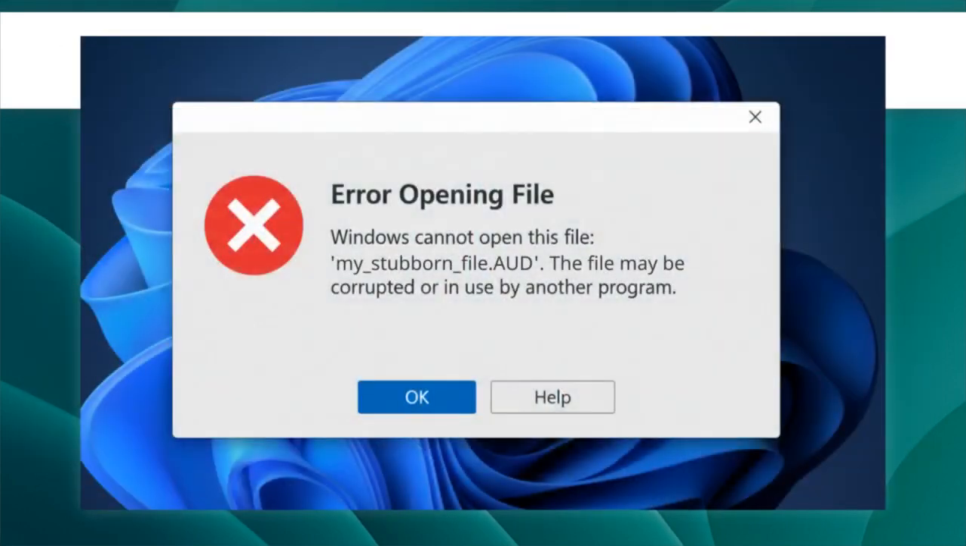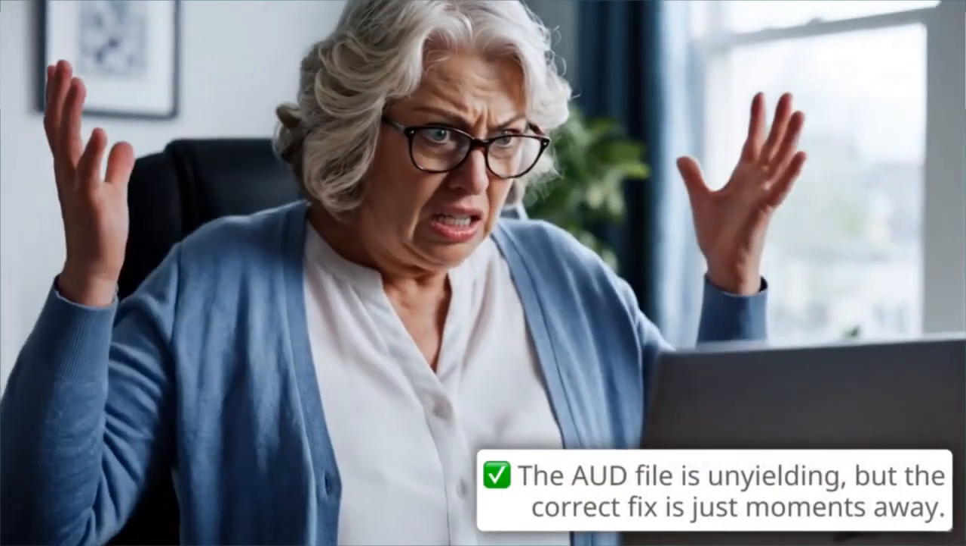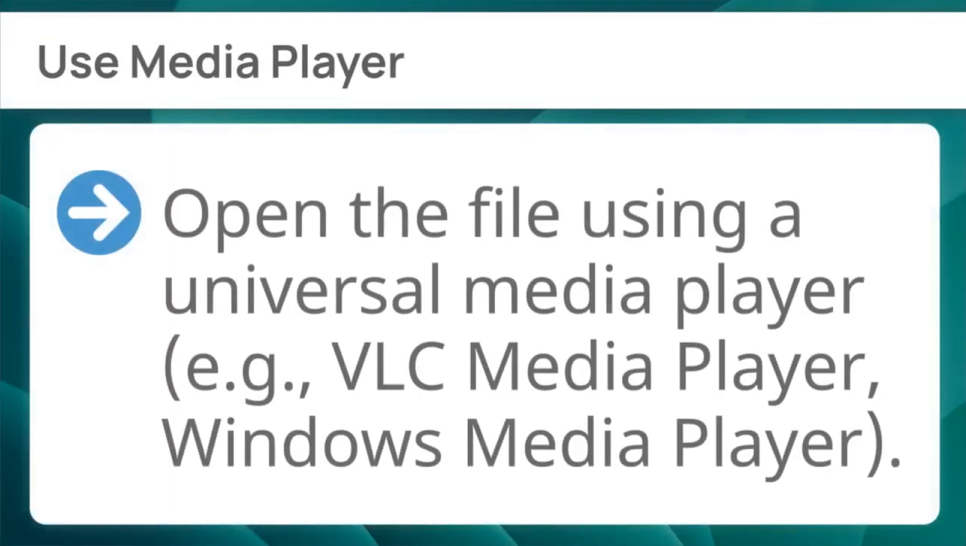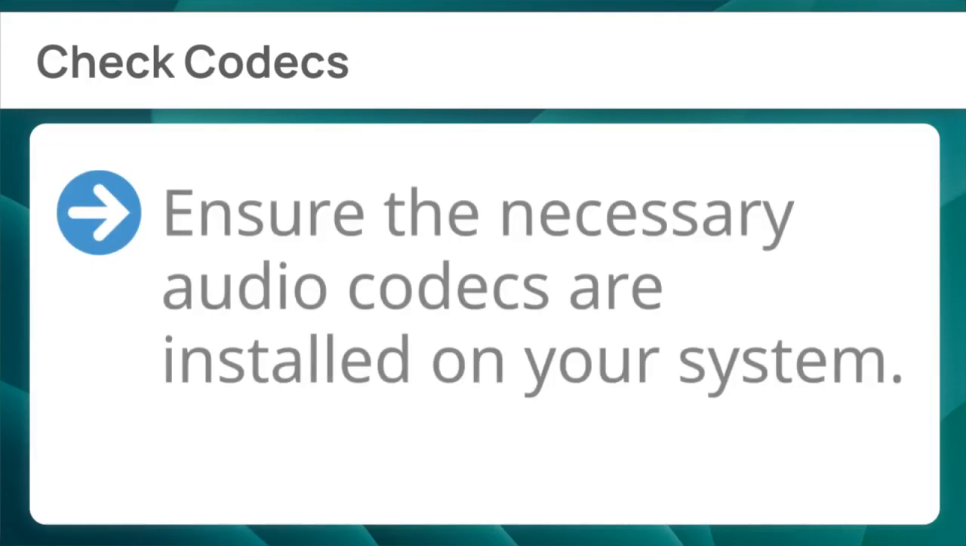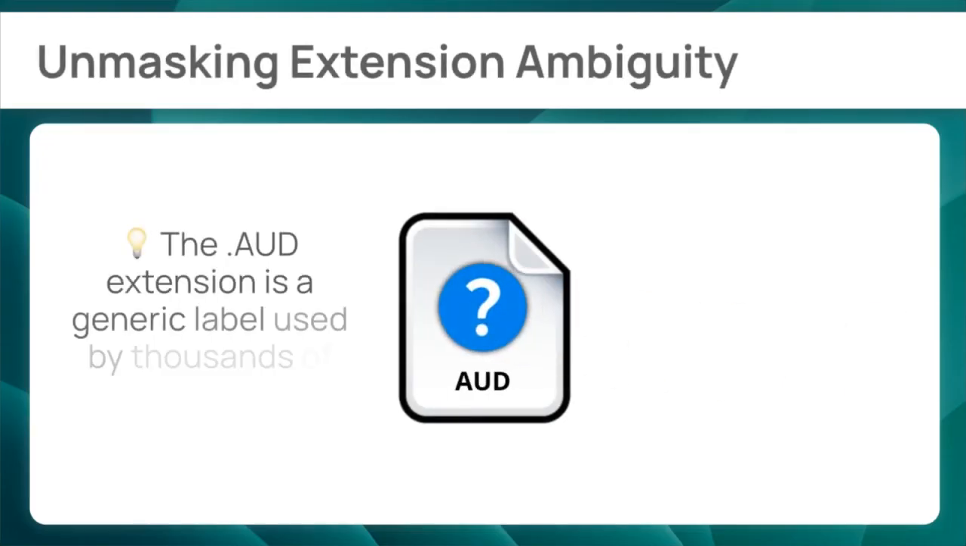When your AUD file does not open, it is usually a small issue. The file is forcing our hand. We're going to challenge it by testing these common failure scenarios right now. First, use Media Player. Open the file using a universal media player, e.g. VLC Media Player, Windows Media Player. Next, check codecs. Ensure the necessary audio codecs are installed on your system. Finally, convert format. Use an audio editor or converter tool to convert the AUD file to a guaranteed compatible format, like .mp3 or WAV.